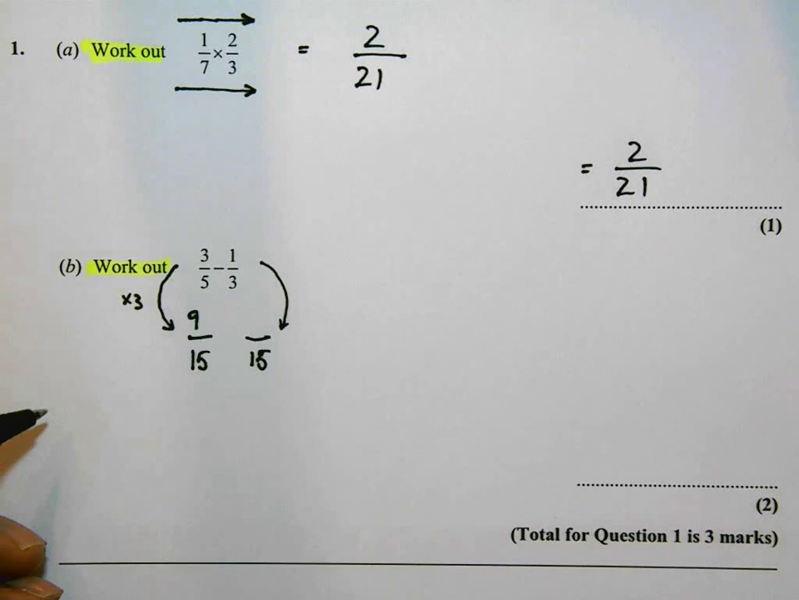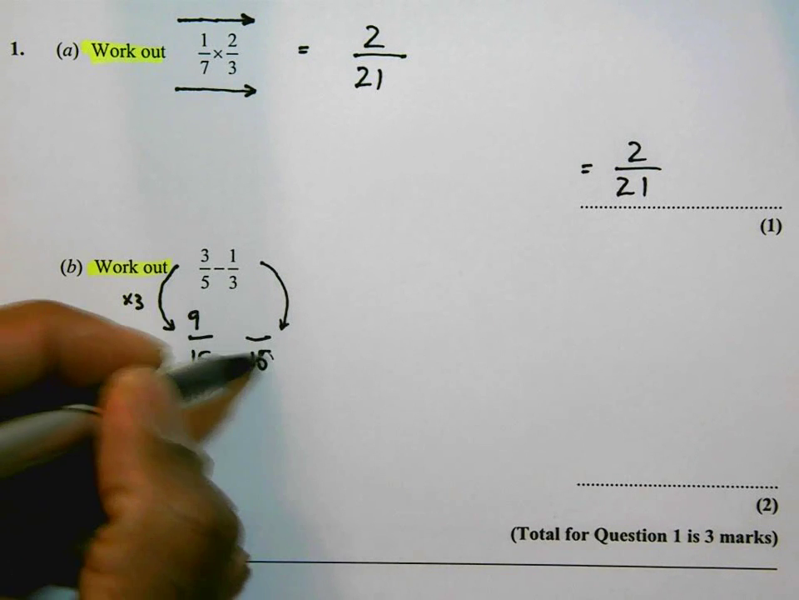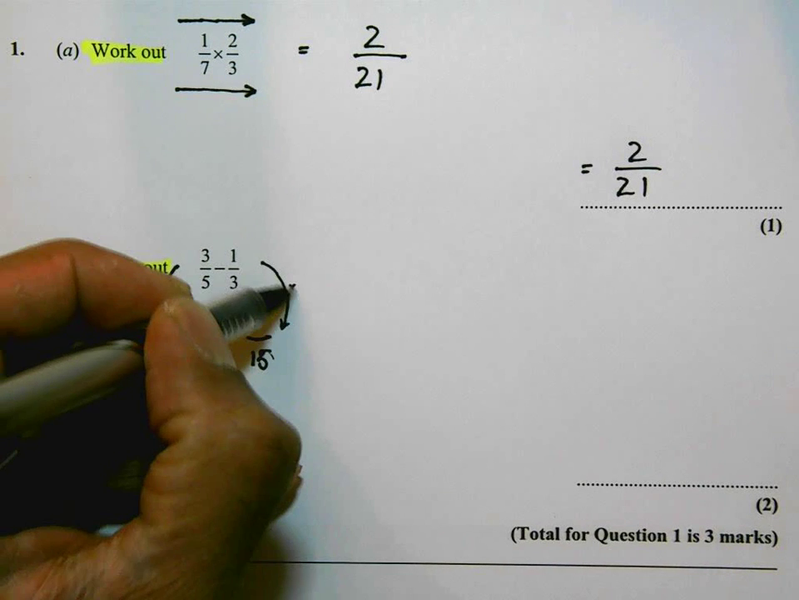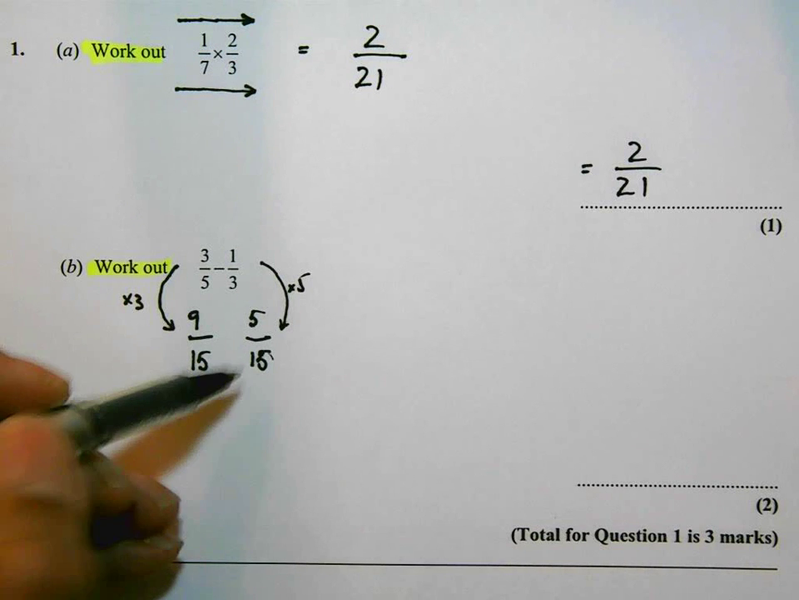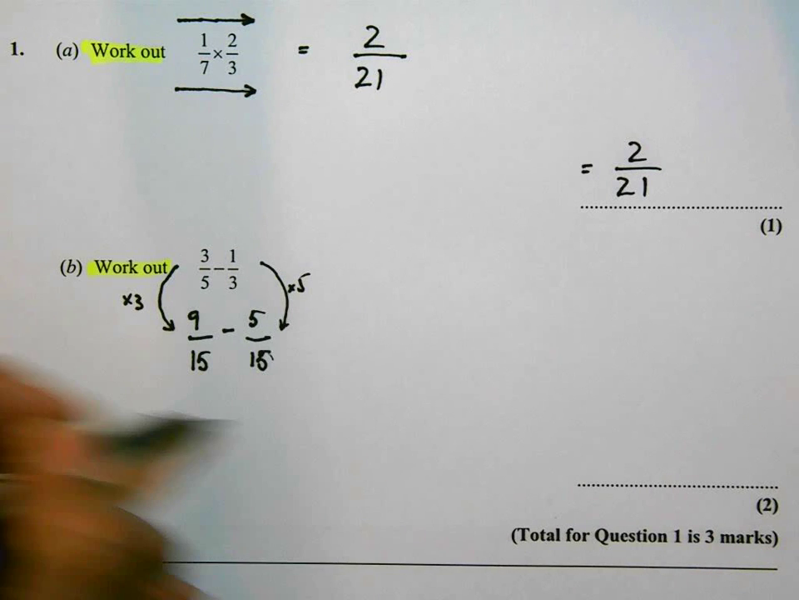For the second fraction, I would need to times the top and the bottom by 5. 3 times 5 gives me that 15, which I need down there. And 1 times 5 is going to be 5. So, yep, I need to times the top and the bottom by 5. And don't forget, you're going to take away.